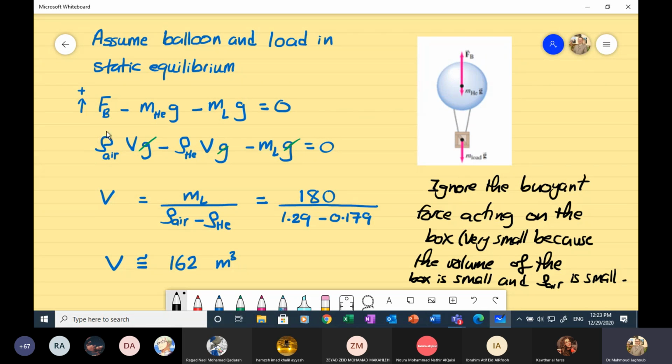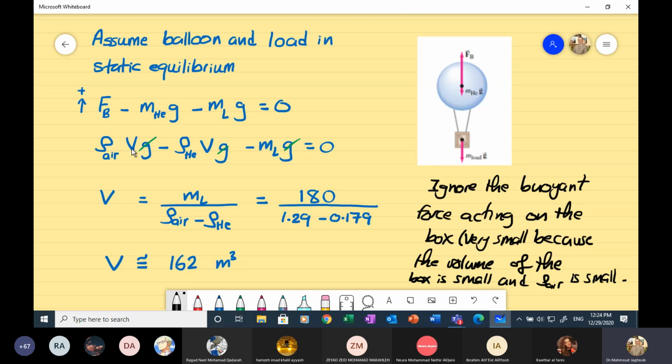Buoyant force is going to be equal to the rho fluid, which is in this case rho air, because the fluid in this case is air, multiplied by V, which is the volume of the balloon, multiplied by G, minus, and the mass of the helium is rho helium multiplied by V.